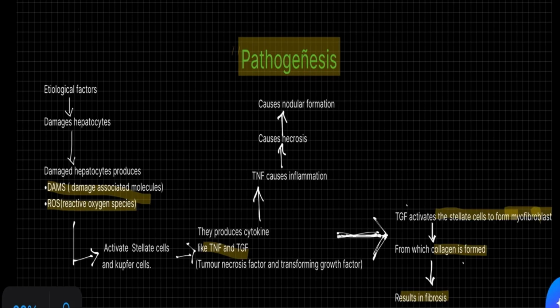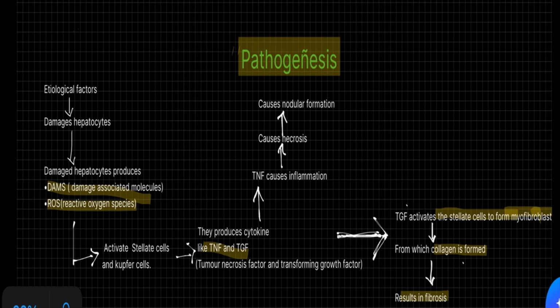Now let's discuss the pathogenesis. I have made this new one because it will be easier to digest. So if any of these etiological factors come into effect, this damages the hepatocytes. These damaged hepatocytes produce reactive oxygen species as well as DAMs, that is damage associated molecules. Both of these can activate the stellate cells as well as the Kupffer cells that are present within the liver.